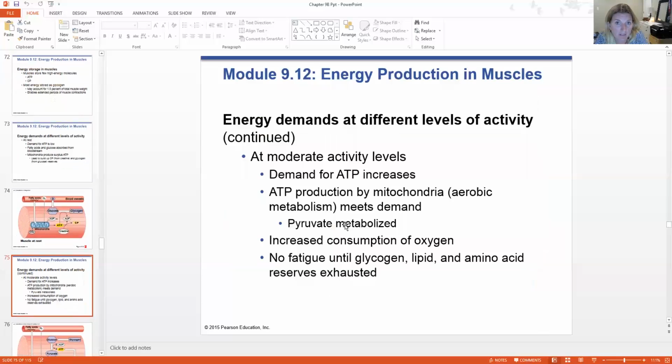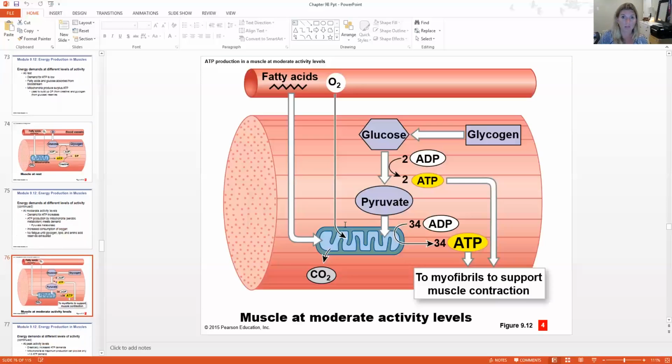Then as your moderate activity levels increase, your demand for ATP increases. So ATP production is going to basically meet the demand. And pyruvate is now beginning to not be stored, but to actually be used and metabolized. So you're going to start using oxygen more. And this is when you start to increase your respiration rate, right? Because as your metabolism goes up, your demand for oxygen goes up, your respiration rate needs to go up so you can bring more oxygen in. So you won't feel any fatigue until your glycogen, lipid, and amino acid reserves are exhausted, which will basically be a very long time. Your body can do it. You just have to tell your mind to get over it.